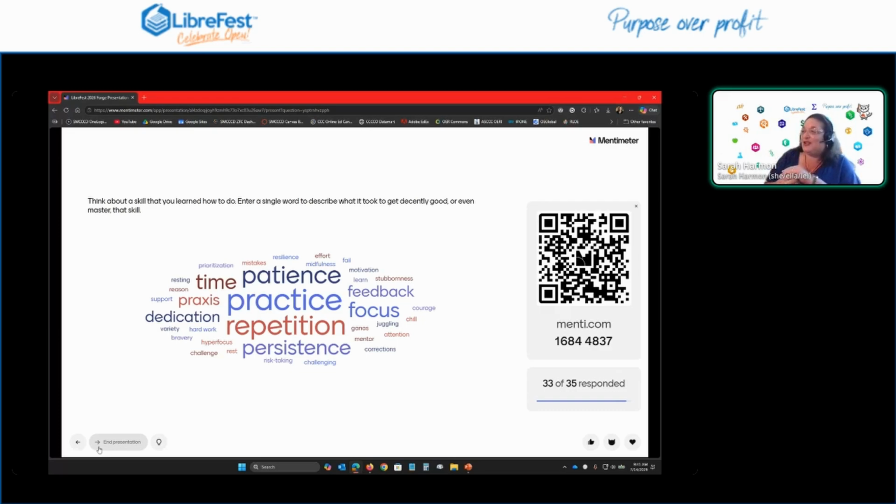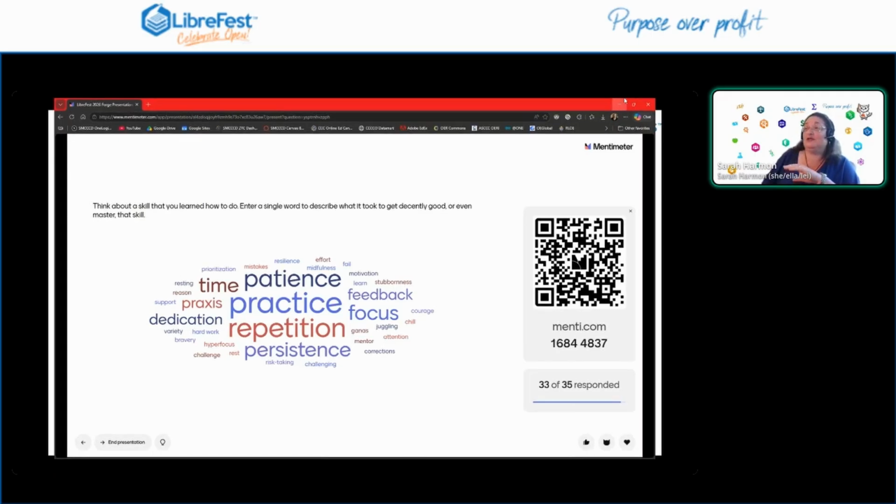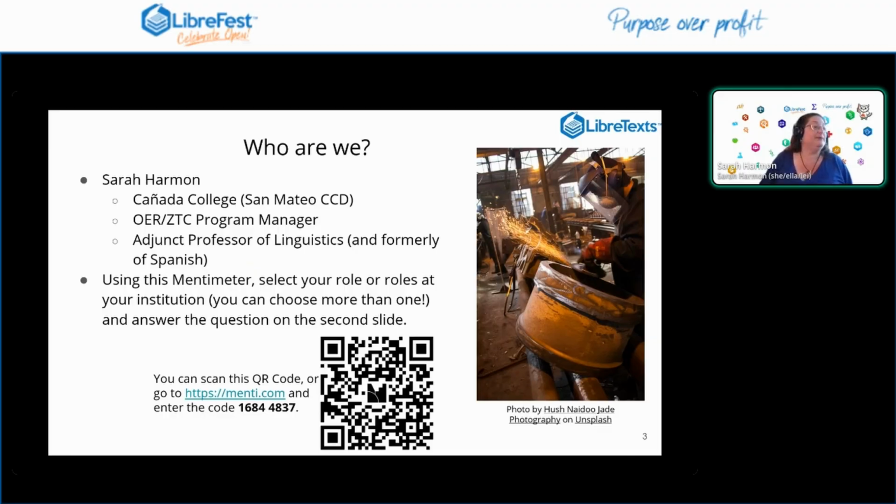Rest, corrections, attention. Gosh, I love this. Praxis coming up pretty big too. Feedback, love this. Okay. We could go on and on and on, but we have to talk about this. So I'm going to leave this open. If you still have some words that are still coming to mind, go ahead and put them in. I'm not going to end it. I'm just going to go on to my presentation.